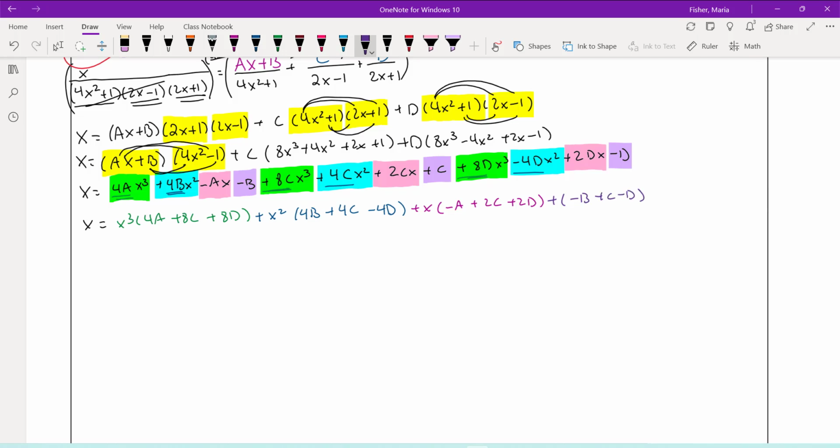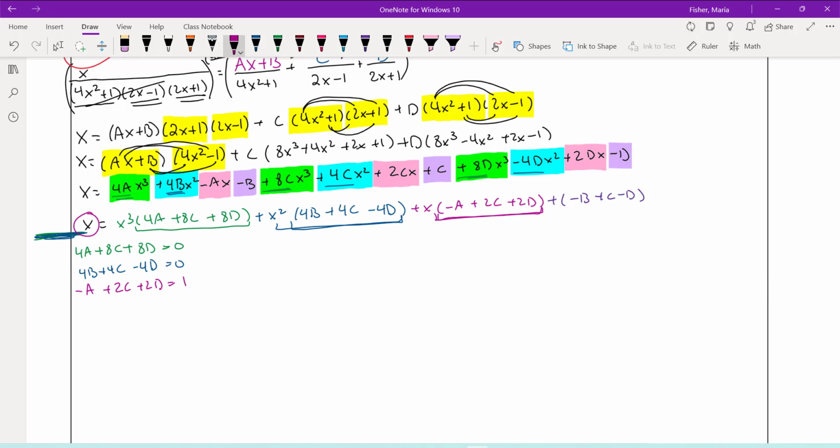Now let's set up the system of linear equations. Well, this would be the coefficient of x cubed. I don't have an x cubed over here, so I know that 4a plus 8c plus 8d would equal 0. Well, this would be the coefficient of x squared, but I don't have an x squared over here, so I know that 4b plus 4c minus 4d would equal 0. Well, this would be the coefficient of my x term. Well, the coefficient of my x term is 1, so I know that negative a plus 2c plus 2d would equal 1. And then finally, this is my constant.